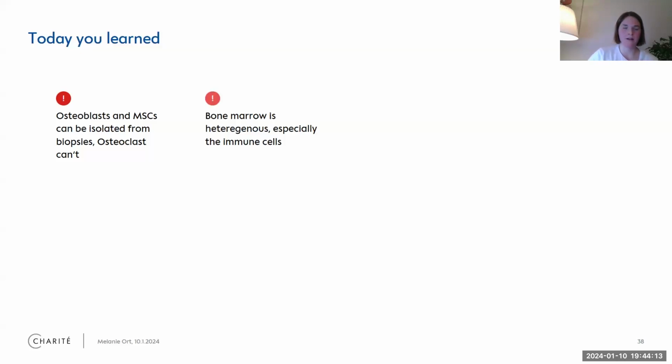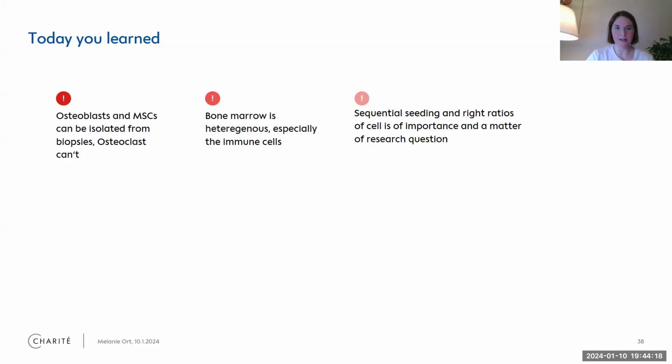Hopefully today you learned or somewhat understood that osteoblasts and mesenchymal stromal cells can be isolated from biopsies that we get from surgeries, but osteoclasts cannot. That bone marrow is heterogeneous, especially the immune cells. That when you seed your bone marrow chip or your bone chip, the order that you seed the cells in and the right ratios actually matter, because you learned from Nina that if you add osteoblasts and MSCs prior, your osteoclasts will not differentiate.